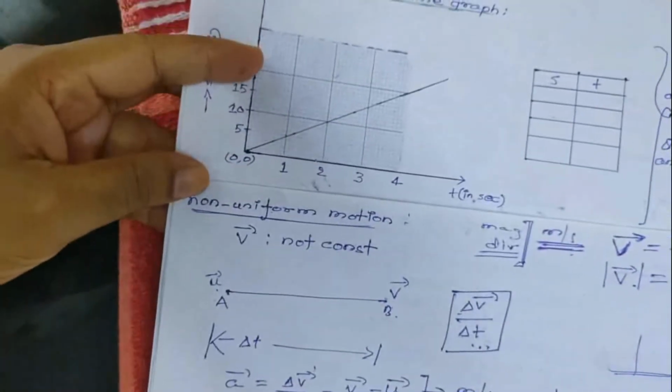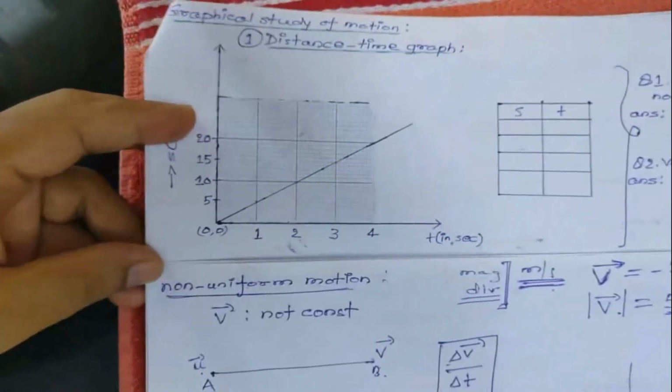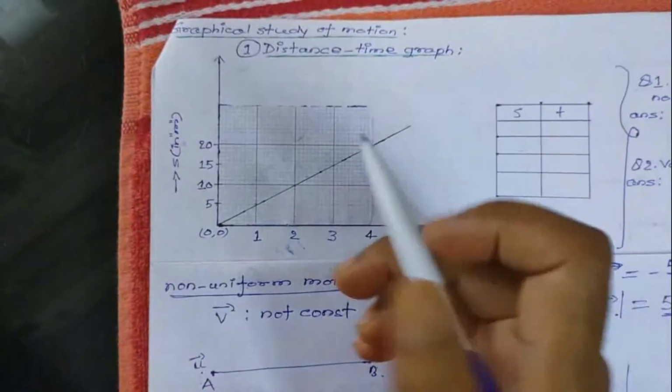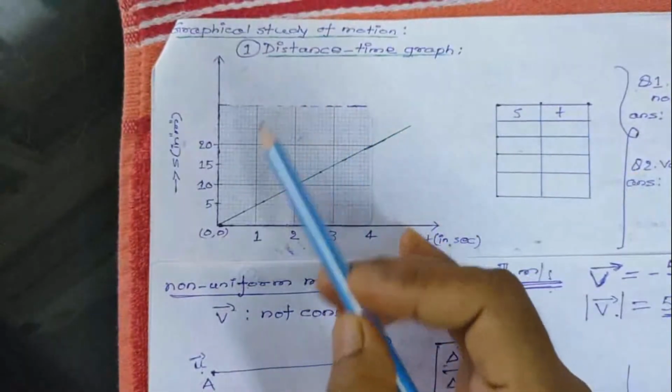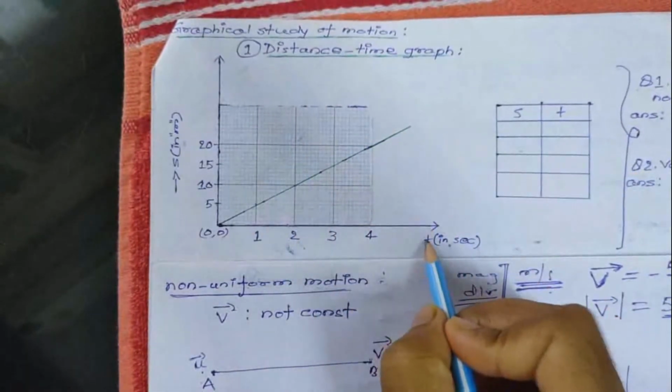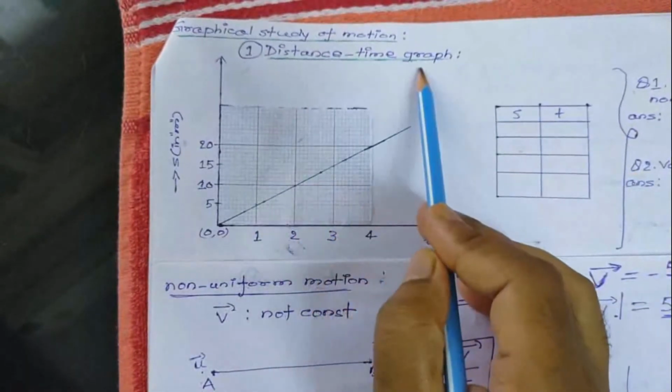I have drawn a graph for you. I have done extensive homework for you guys before I start. So this is a graph actually, and let me explain to you what is given. This is a distance-time graph.